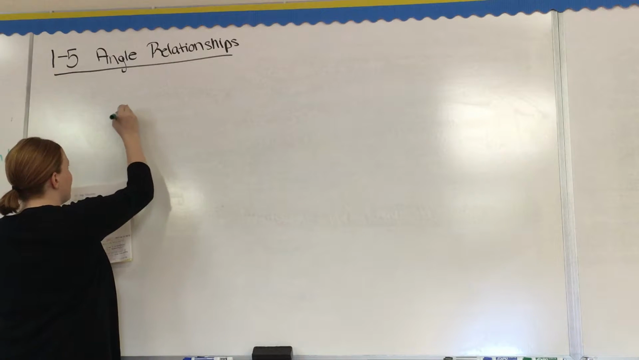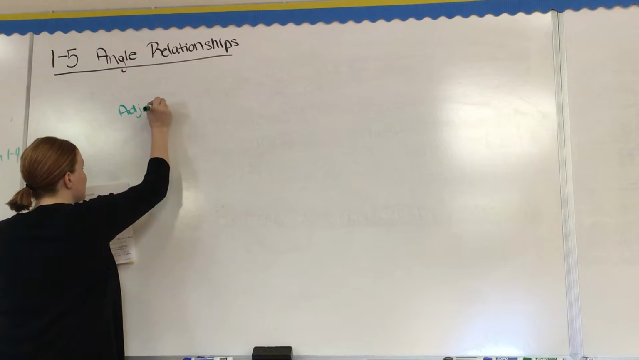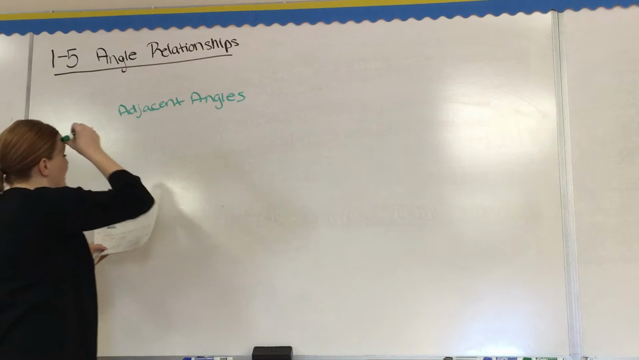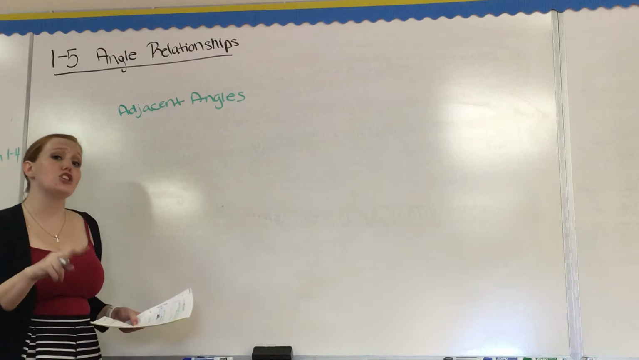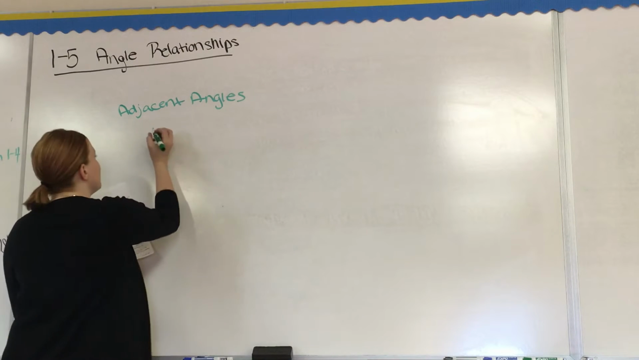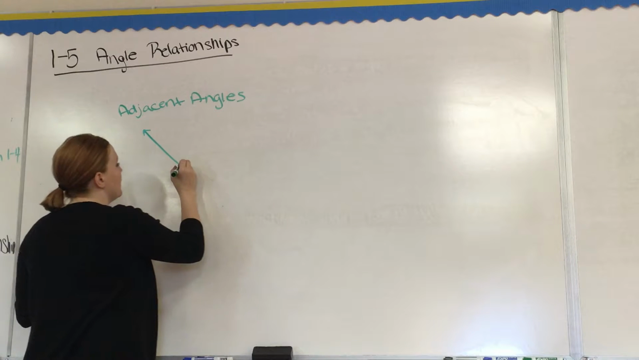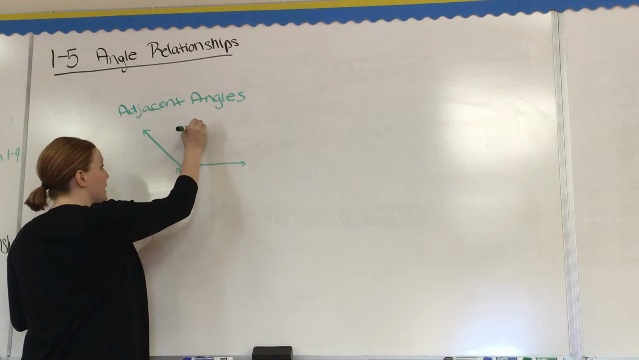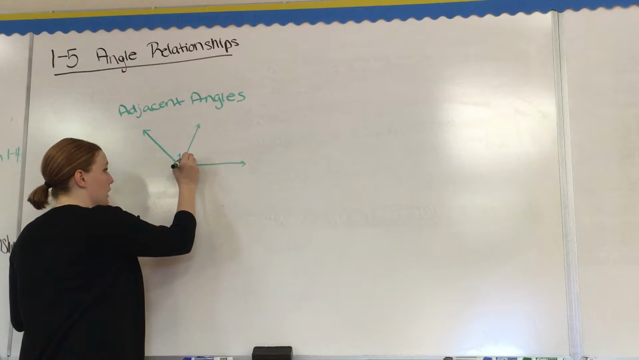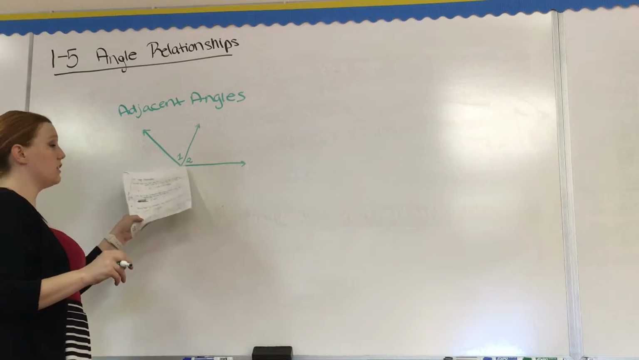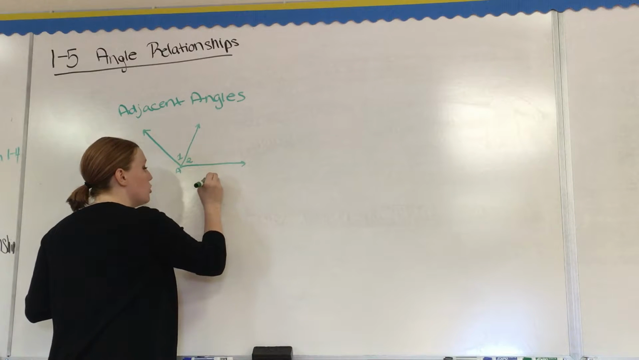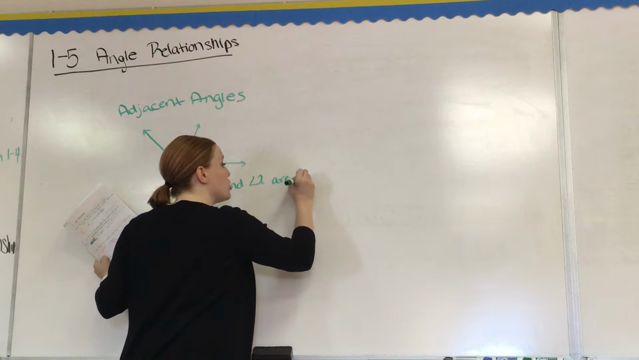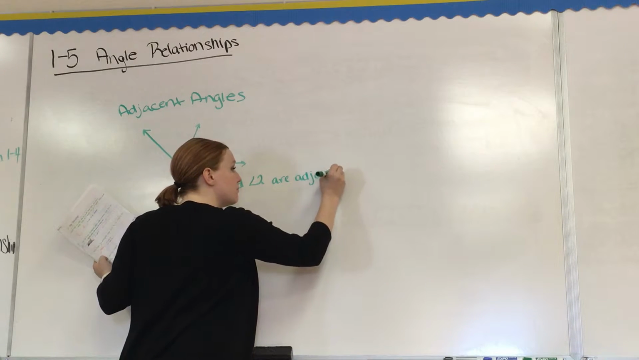So I'm going to first give you an example of adjacent angles. This is the first one that we talked about. Adjacent angles, remember that they have a common vertex and one common side and no common interior points. So if I have a line here, and that forms an angle at vertex A, then I put another line here, and I get angle 1 and angle 2. Angle 1 and angle 2 are adjacent angles.